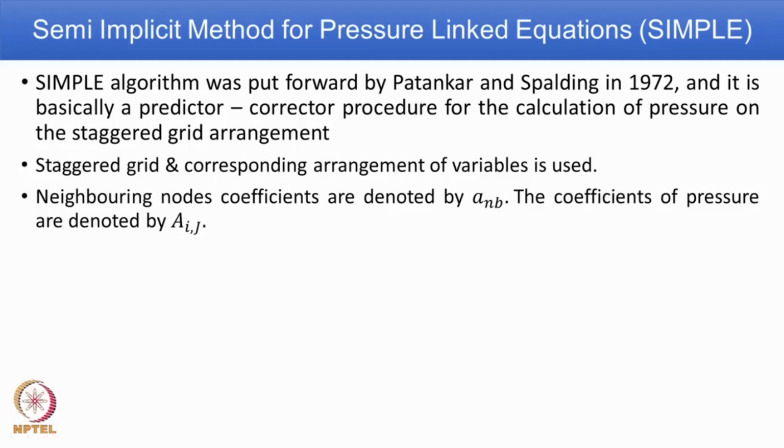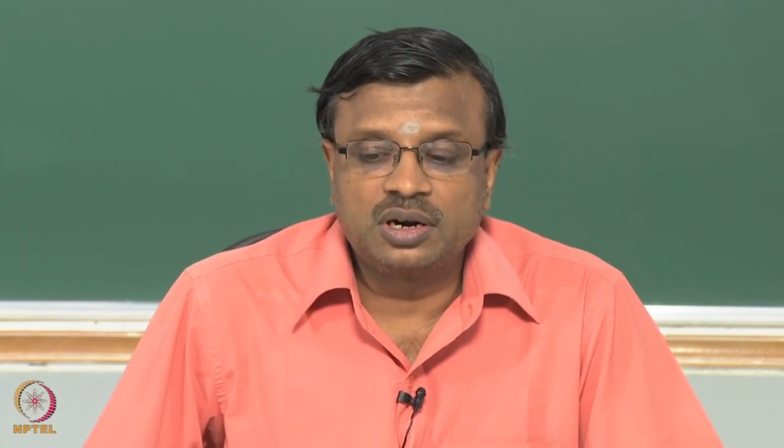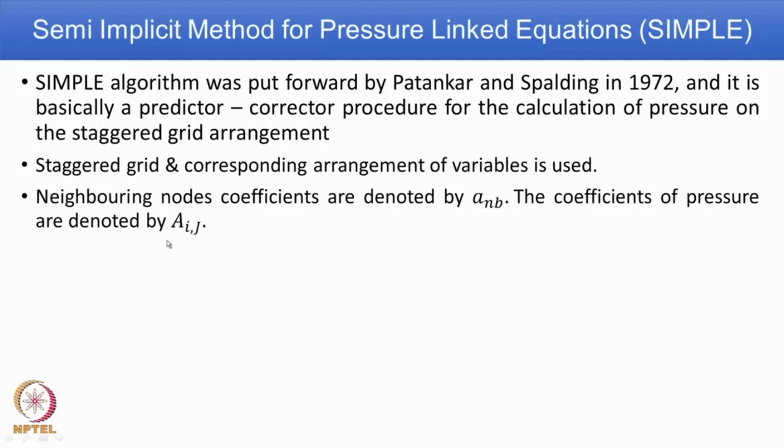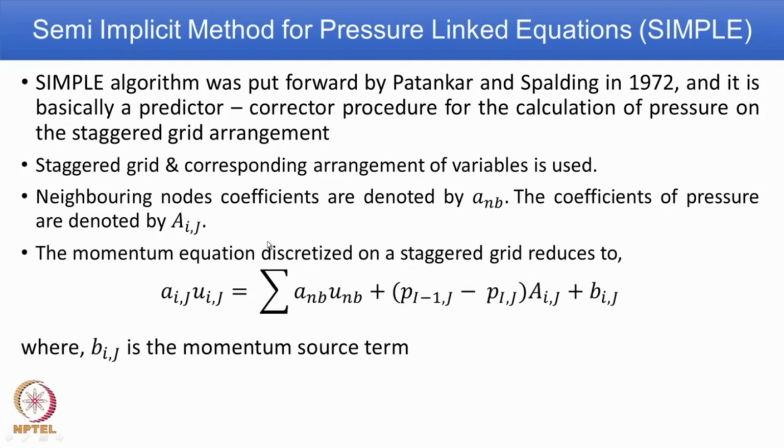Now, we have the Navier-Stokes equation. So, you discretize all the terms: convection term, viscous diffusion term and pressure term. Pressure is also discretized by following a procedure, and the coefficient of pressure after discretizing is denoted by A I comma j. So, the momentum equation after discretization on the staggered grid is rewritten in this form as shown here.